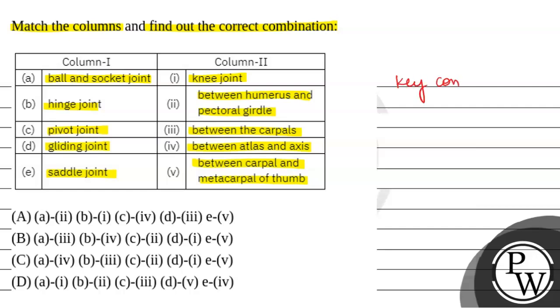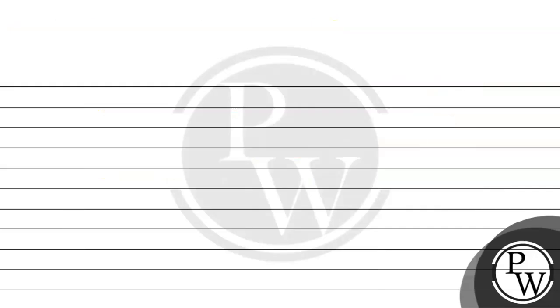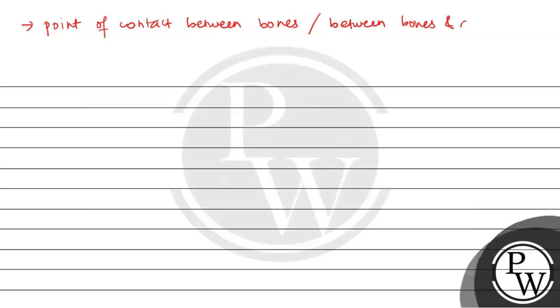So the key concept for this question is joints. Joints are basically the most essential for the movement of the body, and joints, they are basically the point of contact between bones or between bones and cartilages.